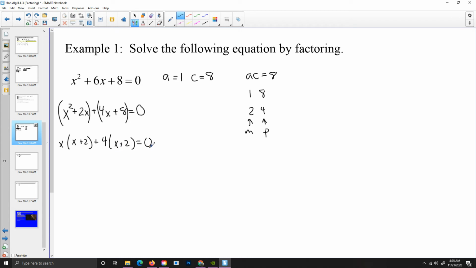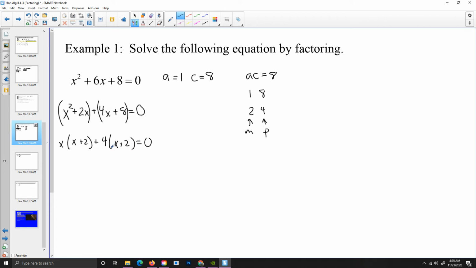If you have done this correctly, and you can solve this quadratic by factoring, what's left inside the two parentheses should be the same value. We should have x plus 2 and x plus 2. Otherwise, we've either made a mistake or you can't solve this by factoring.